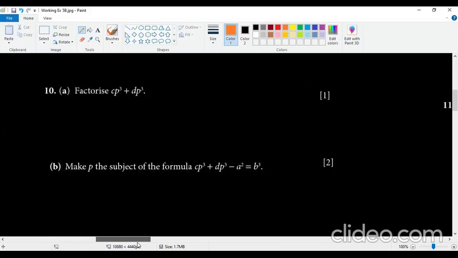Moving on to question number 10, you need to factorize. Factorization means that you need to find the common factor. So in here I can see p cubed is the common factor, and p cubed times c plus d is going to be your final answer. You get 1 mark for this.